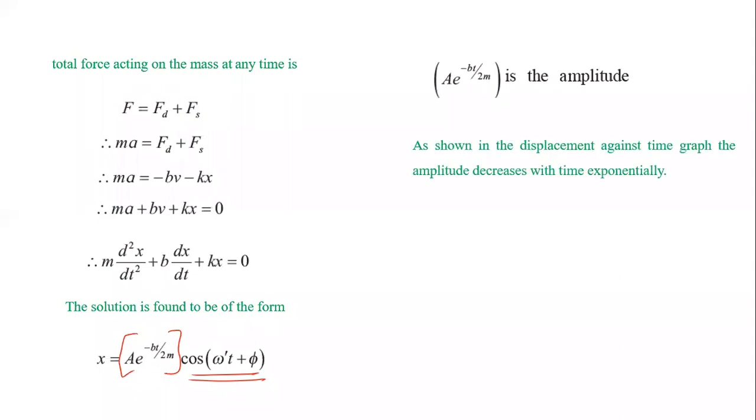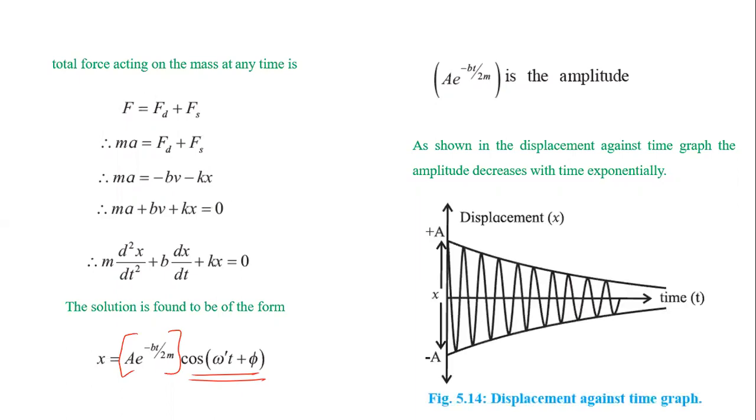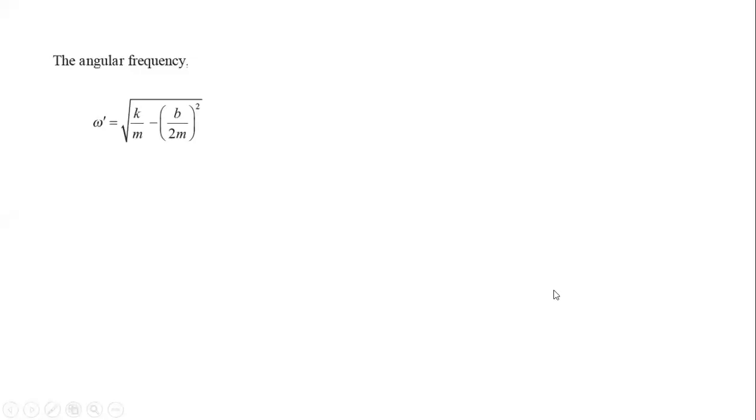As shown in the displacement against time graph, the amplitude decreases exponentially with time. You can see here, initially amplitude is A. Then as time increases, the amplitude starts decreasing, and finally it stops. So here we can see exponential decay in the amplitude. Therefore e raised to something is written. You can see this displacement against time graph very carefully. Omega is the angular frequency and it is given by this formula.